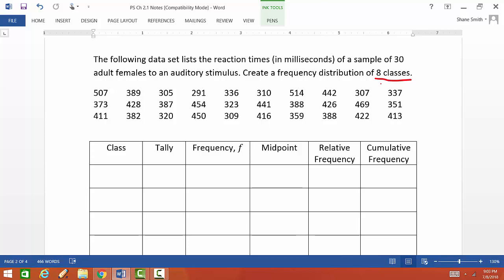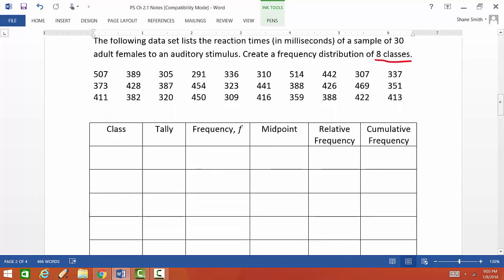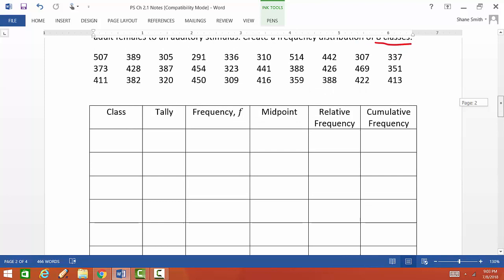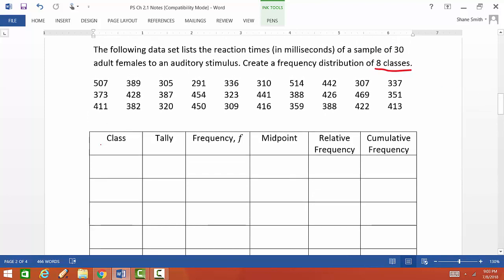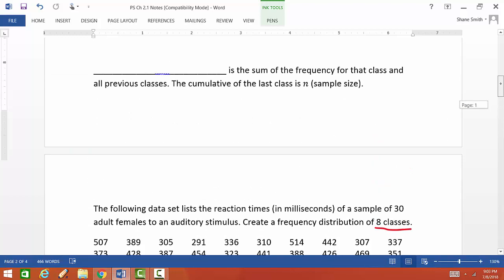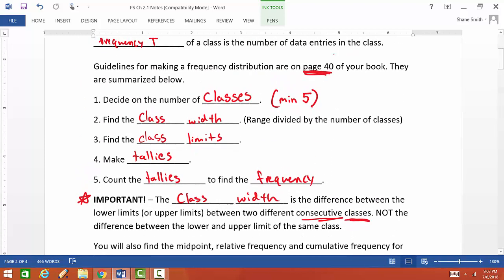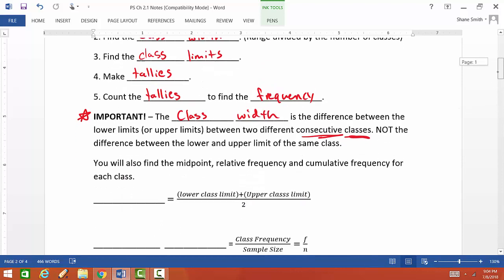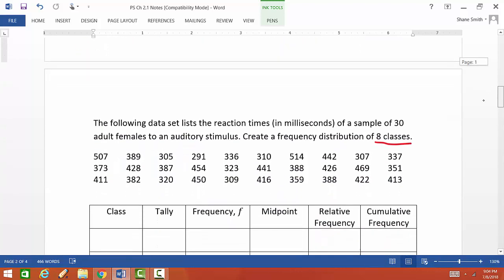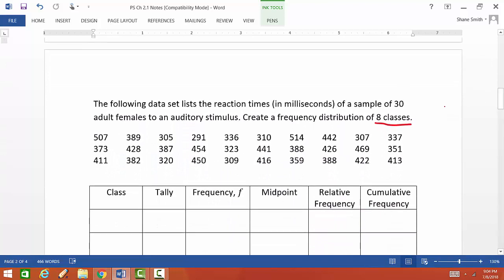Okay, so if we look at this data set, we have reaction times listed here, and we want 8 classes. A frequency distribution is a table, and notice that our first column is class. If we go to our steps here, the first step is to decide on the number of classes. Well, that's already done for us. But then we find the class width, which is the range divided by the number of classes. And remember, range is maximum minus minimum.